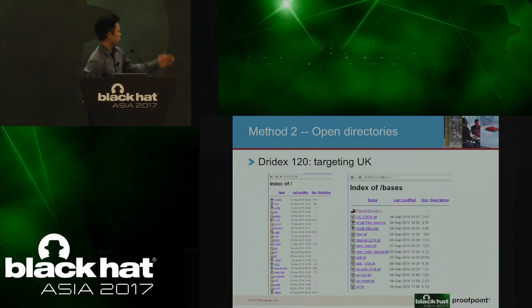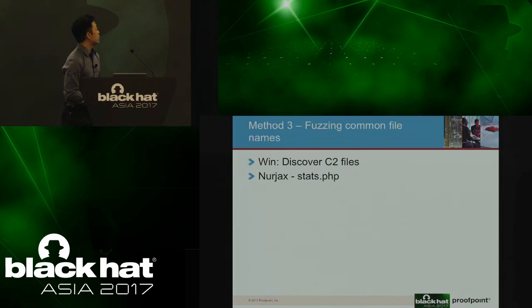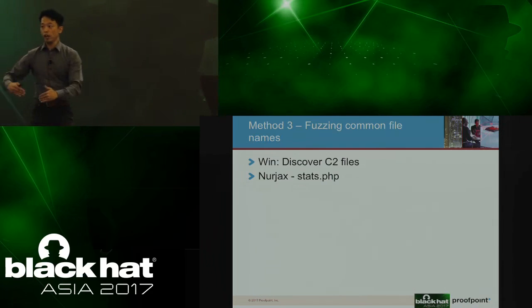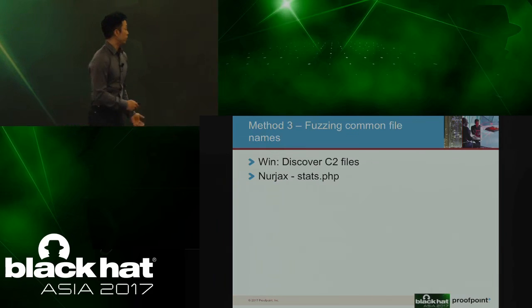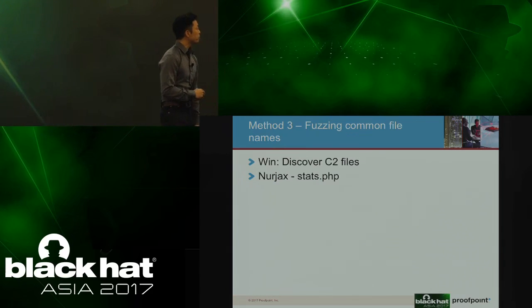All right, so open directories apply to the Dridex 120 actor. Method 3, fuzzing common file names. So now you get a sense of what you can do with these URLs, right? You can run a fuzzer and start to just fuzz these URLs against very commonly found names. And again, we're successful with the Nerdjax group.